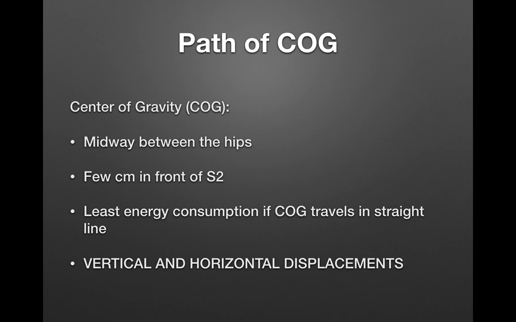Now the important thing according to the practical things is the path of COG. COG, you all know, center of gravity. The normal COG lies midway between the hips, a few centimeters in front of the second sacral vertebra. So your center of gravity lies midway in between the two hips and a few centimeters in front of your second sacral vertebra.